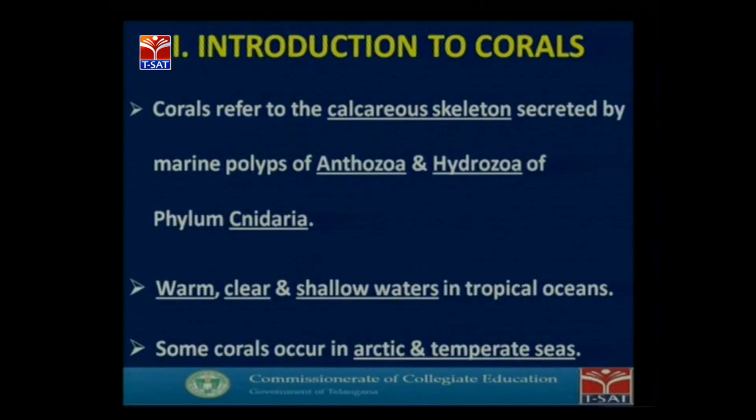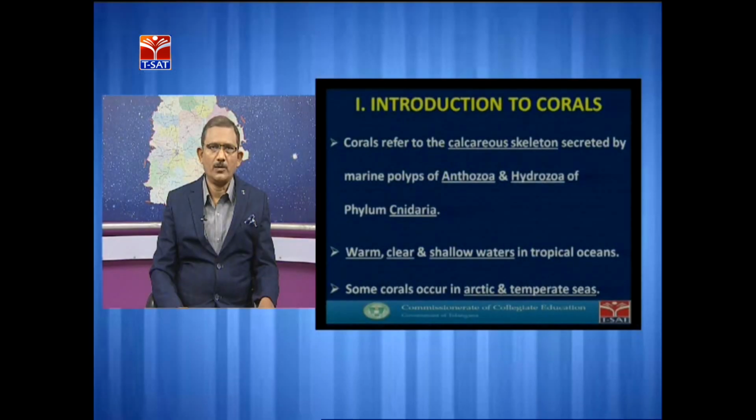Corals refers to the calcareous skeleton secreted by tiny cnidarians in the form of polyps belonging to class Anthozoa and Hydrozoa of phylum Cnidaria or Coelenterata. These corals are found in warm, clear and shallow waters in tropical oceans and seas. Some corals, however, are found in Arctic and temperate seas.